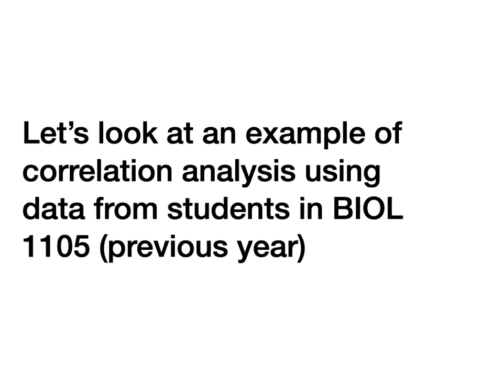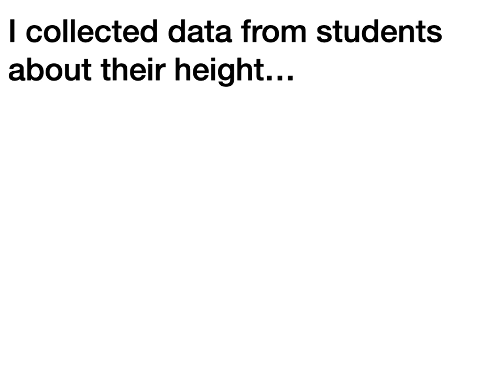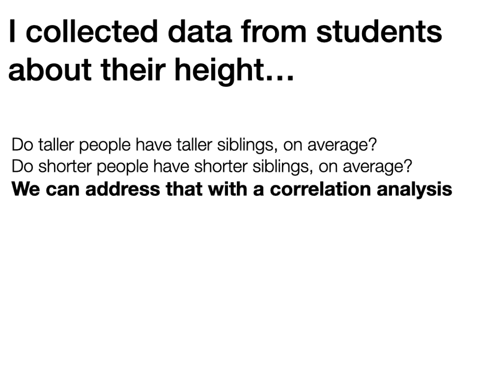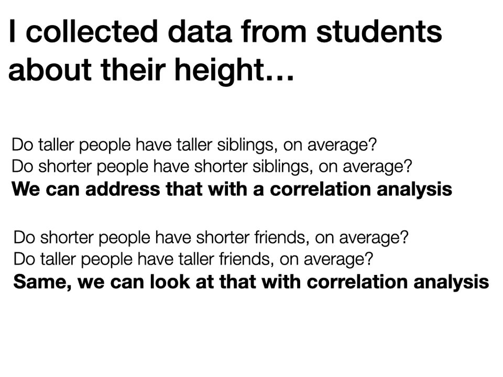So let's quickly look at an example of a correlation analysis using data that I collected from students in this course in a previous year. I asked students to report how tall they were, and I also asked them to report the height of their best friend and the height of their siblings. So one question we can ask is whether a student's height is correlated with the height of their siblings. So does height tend to run in families? Well, we can address that with a correlation analysis.